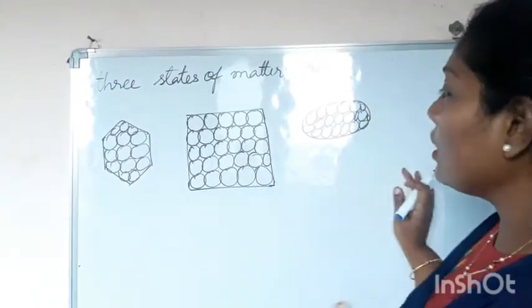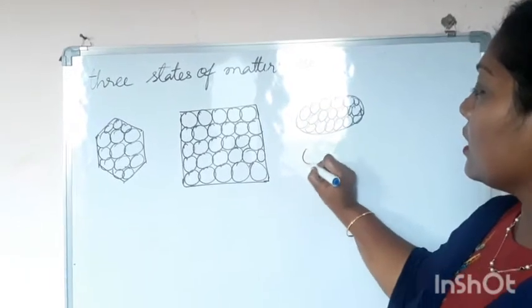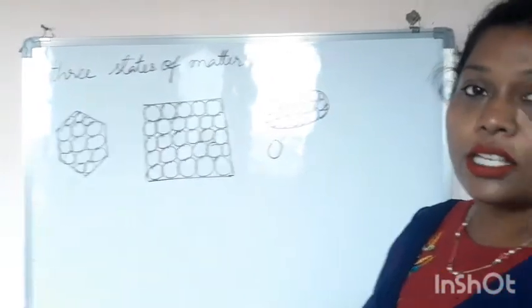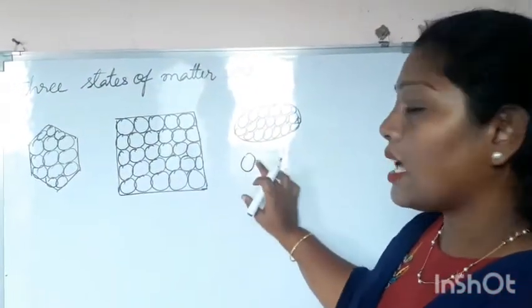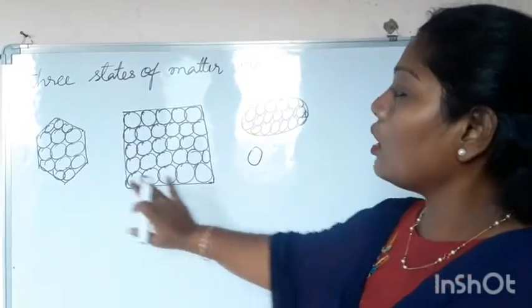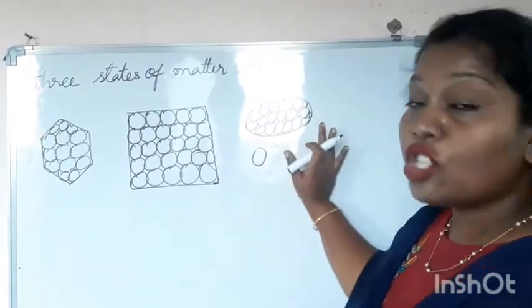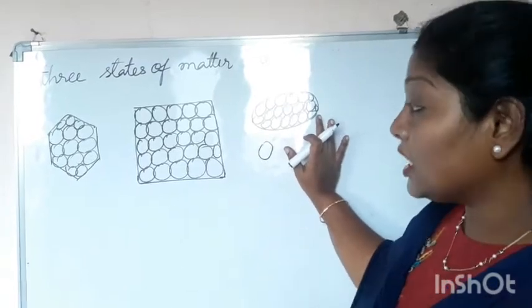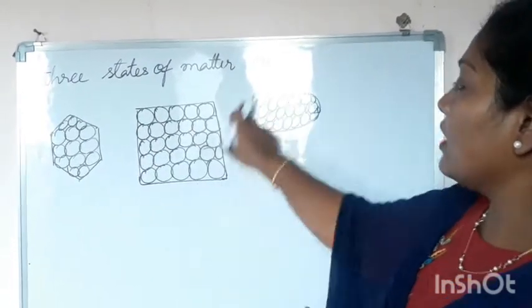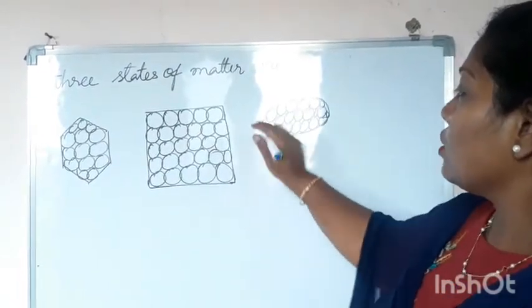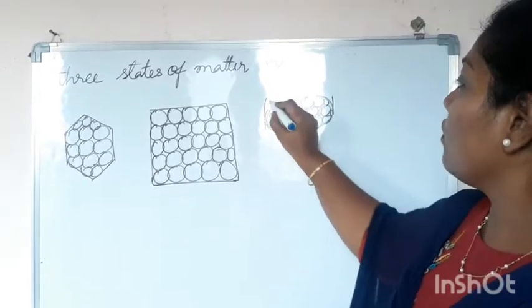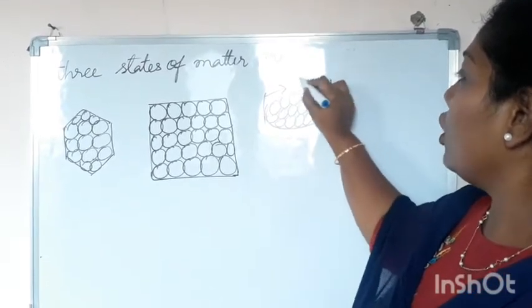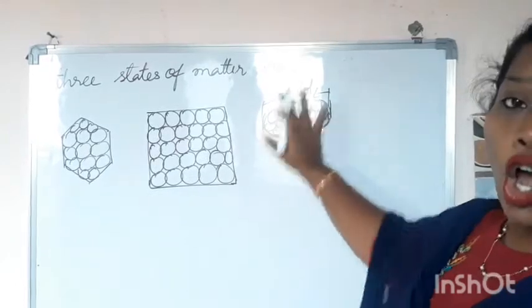So in all these things, if you see, the circle is a molecule. If you assume the circle as a molecule, in all the pictures, if it is a solid, definitely it is having a particular shape. See here, it is having a particular shape. So this much volume. What is the volume of this? This is the volume occupied by this object.